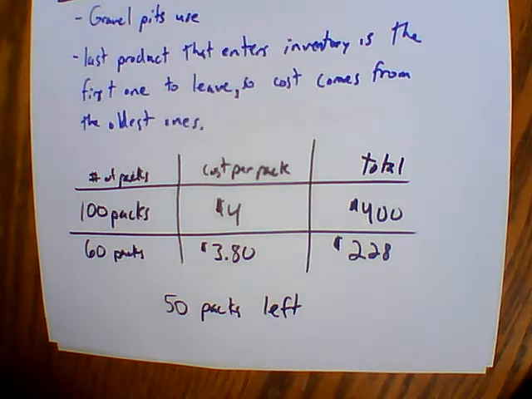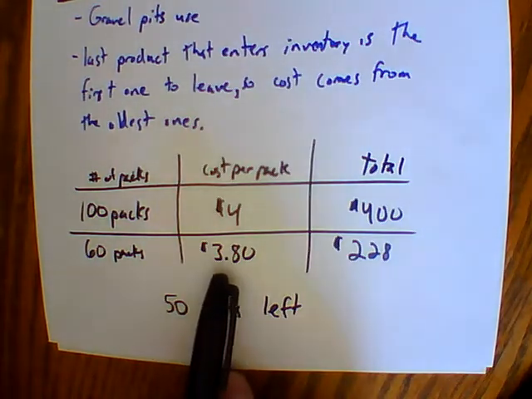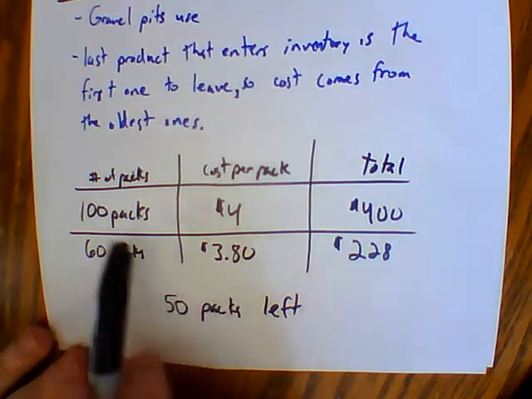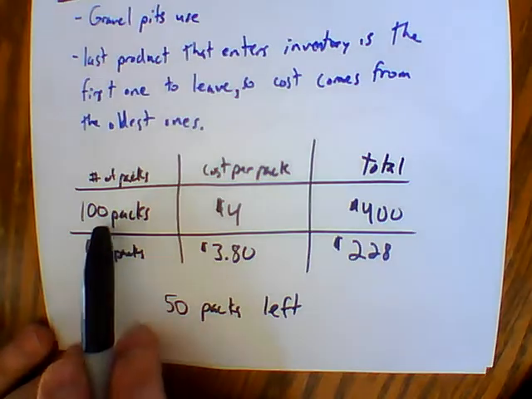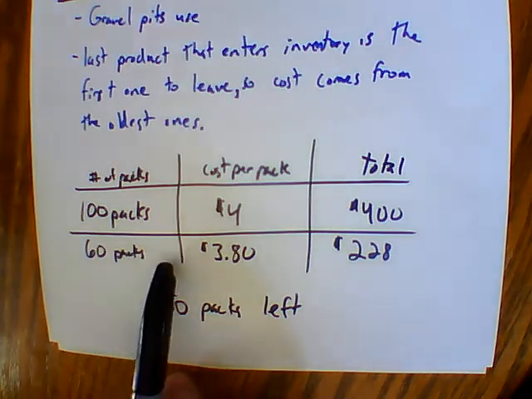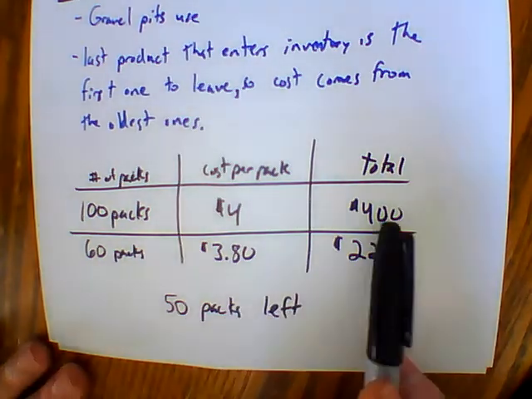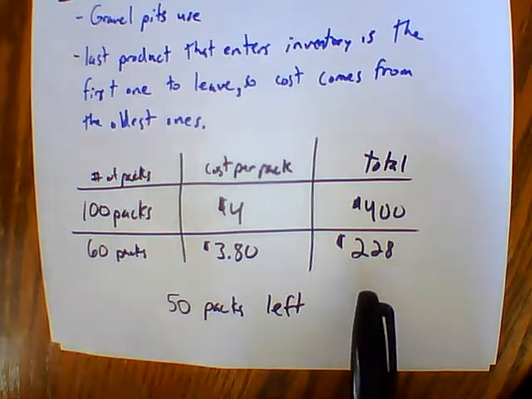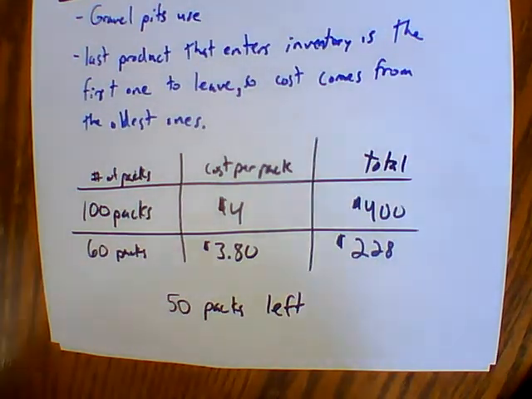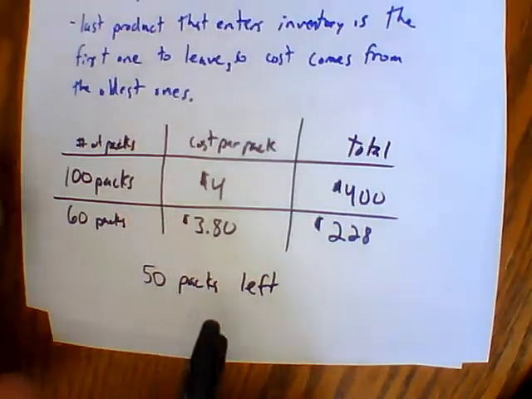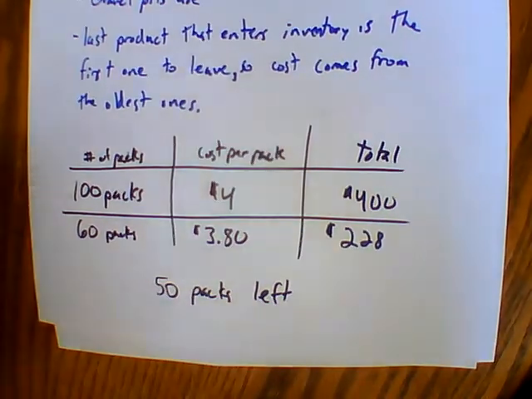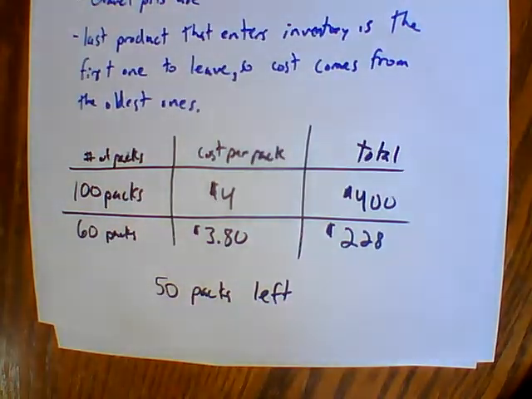We start talking about having, let's see here, assume that 100 packs of felt pens are bought at $4 each and 60 packs at $3.80 each. Now, once again, 100 packs was our first ones, and then 60 packs was our second ones coming in. So once again, we have total dollars right here, 628 overall. And then let's say there's 50 packs left. So we have 50 packs total that are left in here.